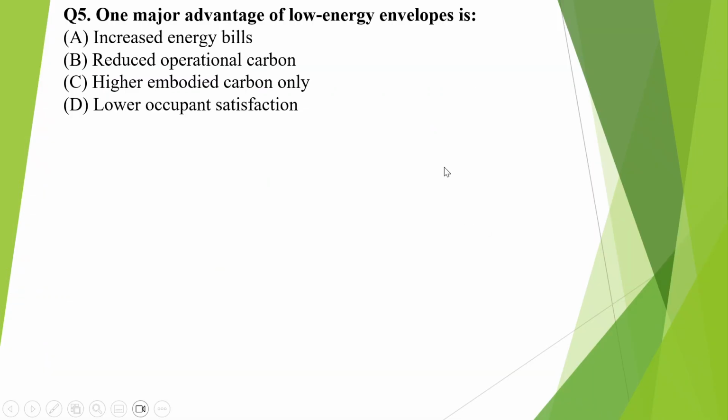So this reduced operational carbon can be the answer for this particular question, because you know this concept that we have explained earlier also, that by minimizing the operating energy through low energy envelope systems, we can easily lower the operational carbon emissions and reduce the environmental impact. Overall we will be able to improve the building sustainability. That is the primary function. So all of you are correct.